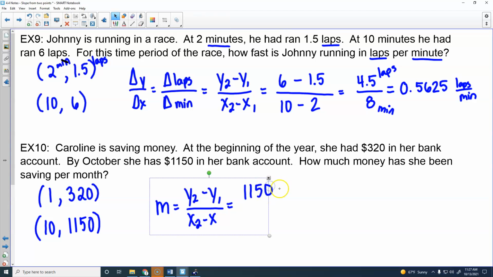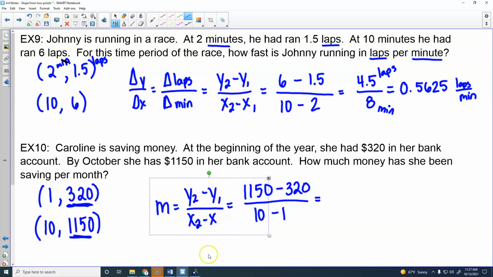So we would get 1150 minus 320, because those are our y coordinates, right? These are in the y spots. So 1150, 320, 10, take away 1.